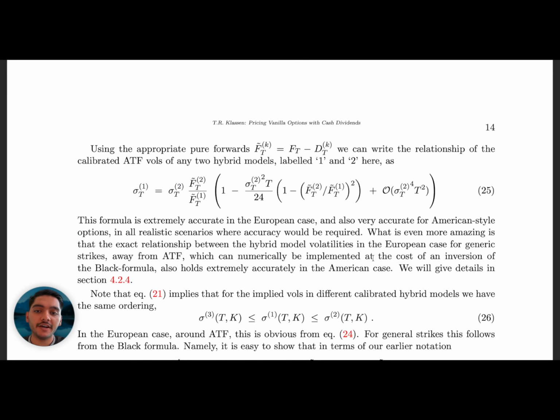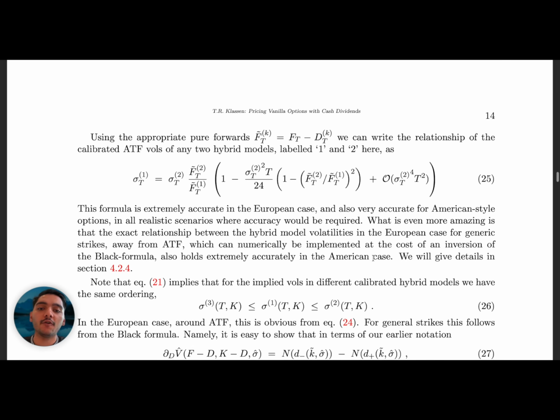Equation 25 blew my mind when I first saw it. It shows that the implied volatility between different hybrid models is related by this exact mathematical formula. Look at this. If you know the volatility in one model, you can calculate the volatility in any other model to within a fraction of a basis point. This relationship even holds for American options with early exercise. Wall Street had been using different models that are mathematically equivalent.